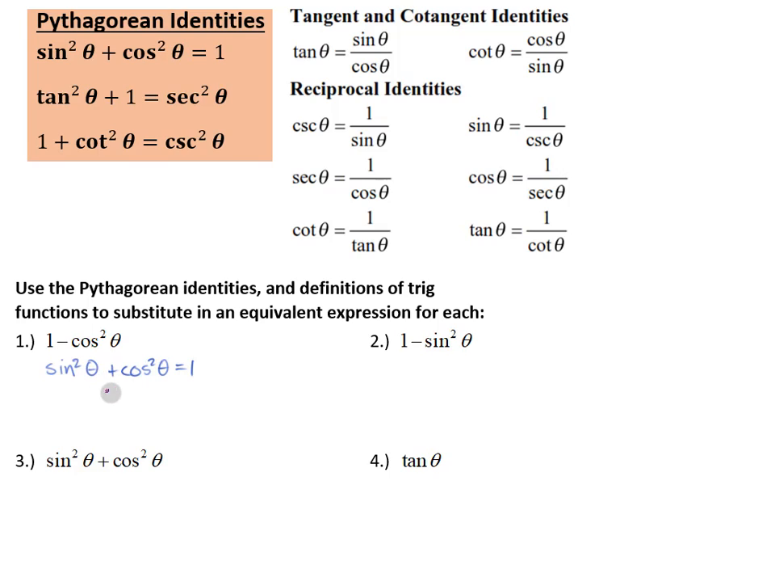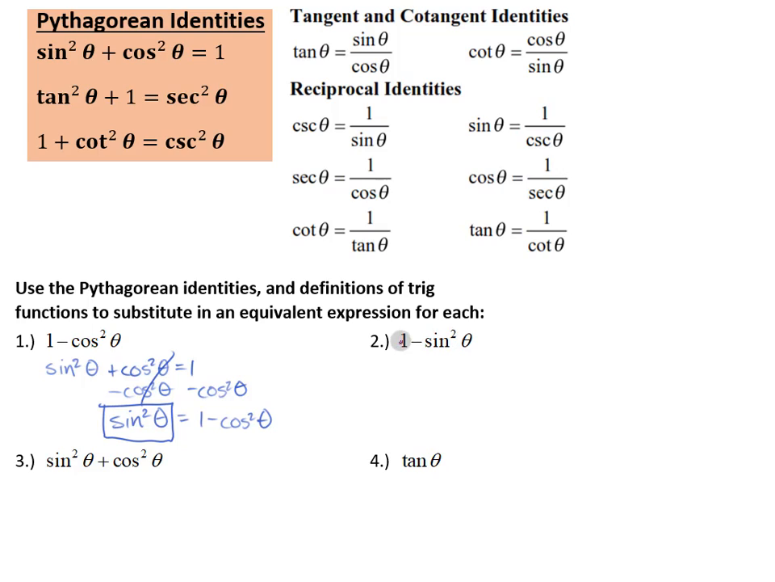how can I make it look like this, 1 minus cosine? Well, here's 1. Let's move cosine to the other side. And check it out, now I have sine squared of theta equals 1 minus cosine squared of theta. So with a little manipulation, what does 1 minus cosine squared of theta equal? Sine squared of theta. There's my equivalent expression I could substitute in.